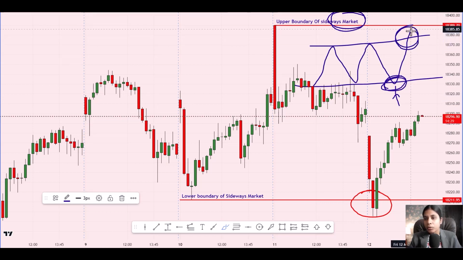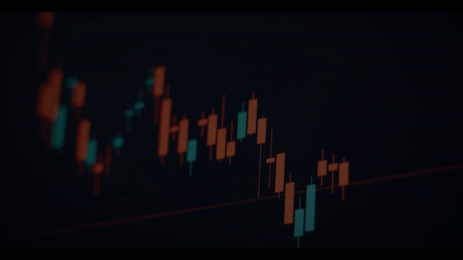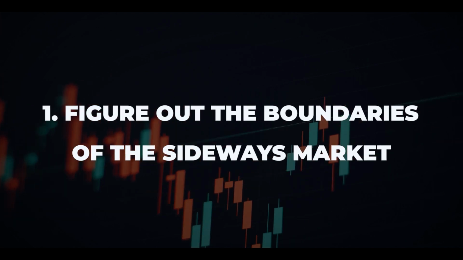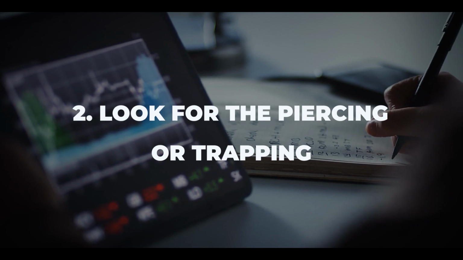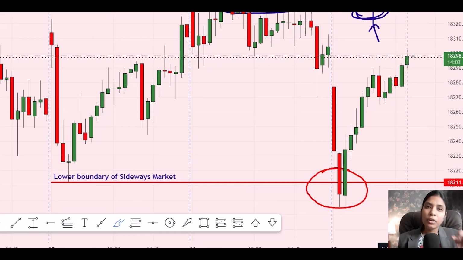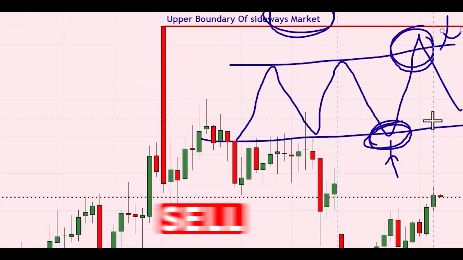On the upper boundary, you need to sell here. This should be the part of your strategy of trading a ranging market. So write down the first step to trade any sideways market. The first step is to figure out the boundaries of the sideways market. Step number 2, look for the piercing or trapping at the lower boundary to buy, and look for the trapping on the upper boundary to sell.